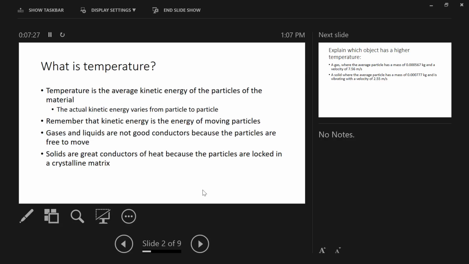All right, solids, on the other hand, are great conductors of heat because the particles are locked in place. And so it's really likely that you're going to be able to hit them and get these particles to collide and transfer their kinetic energy. And again, it's a little weird because you're thinking, well, if it's a solid and those particles are locked in place, how do they actually speed up?